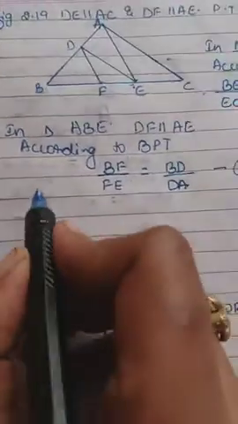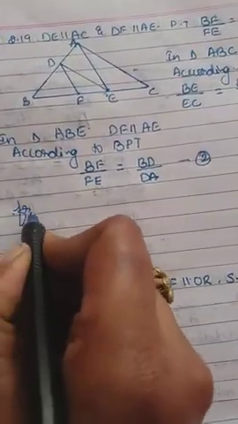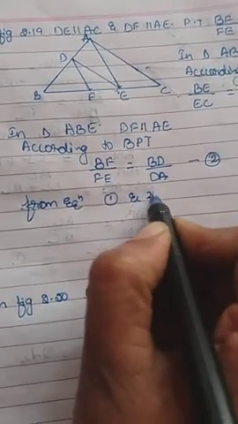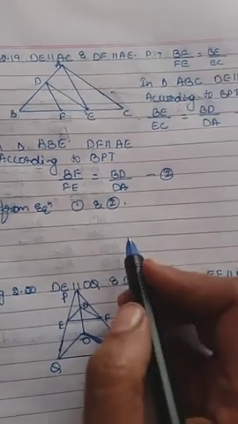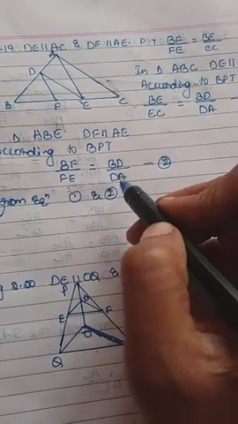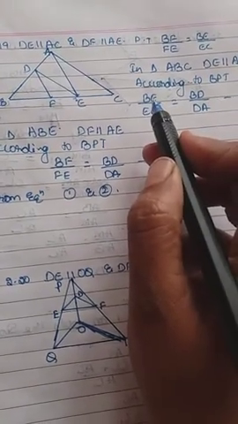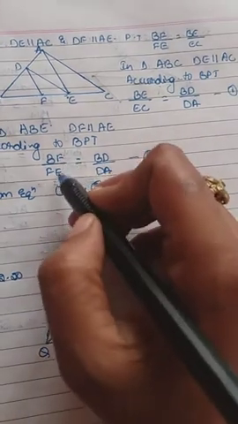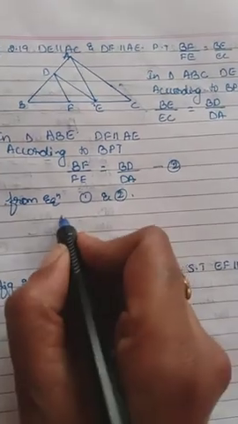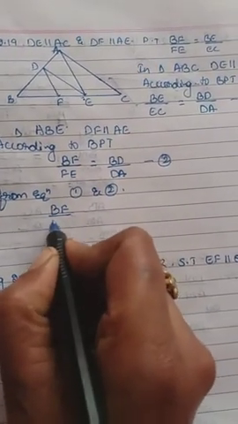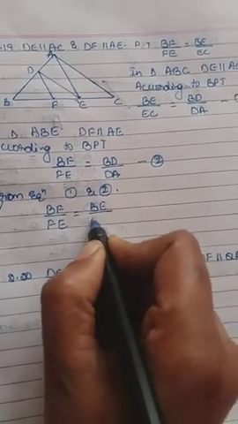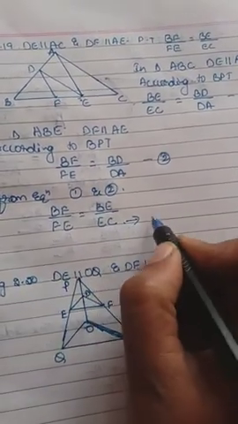So from 1 and 2, what can we conclude? What can we write from 1 and 2? Both are equal, BD divided by DA here, also BD divided by DA. If both are equal, nothing but BE divided by EC equals BF divided by FE, right? Okay, that thing only they are asking. BF divided by FE equals BE divided by EC, we can write. So hence it is proved.